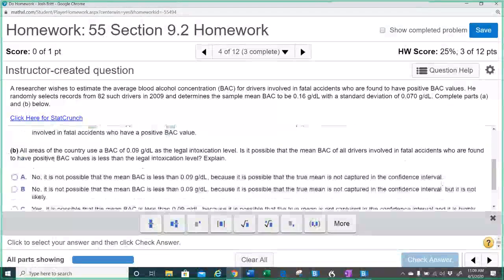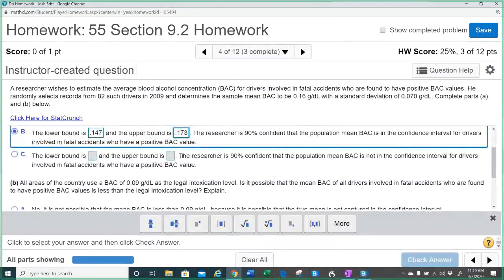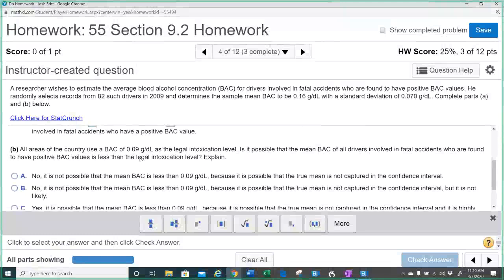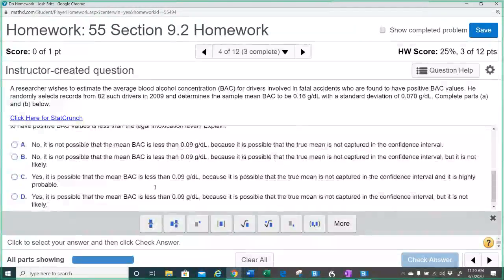So now all areas of the country use 0.09 as legal intoxication level. Is it possible that the mean BAC of all drivers involved in fatal accidents who are found to have positive BAC is less than the legal intoxication level? Well, the mean BAC would most likely be more than 0.09 if they were involved in a fatal accident. So I'm going to go, yes, it's possible the mean BAC is less than 0.09, but it is not likely.